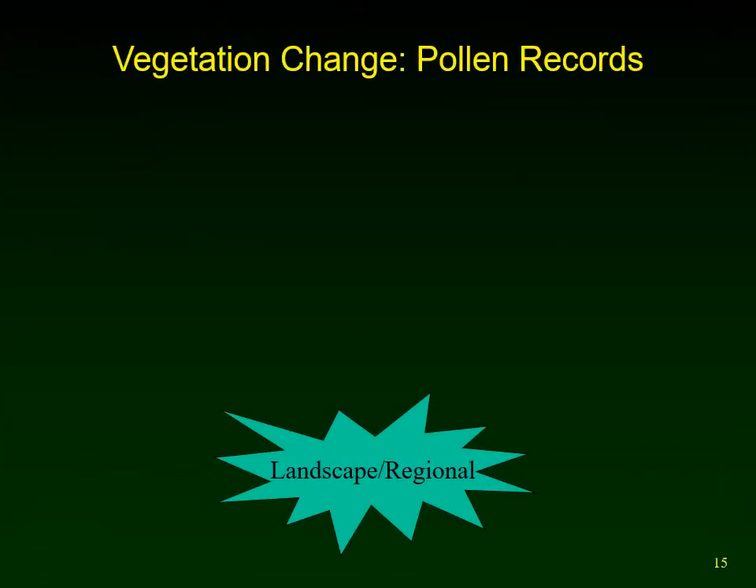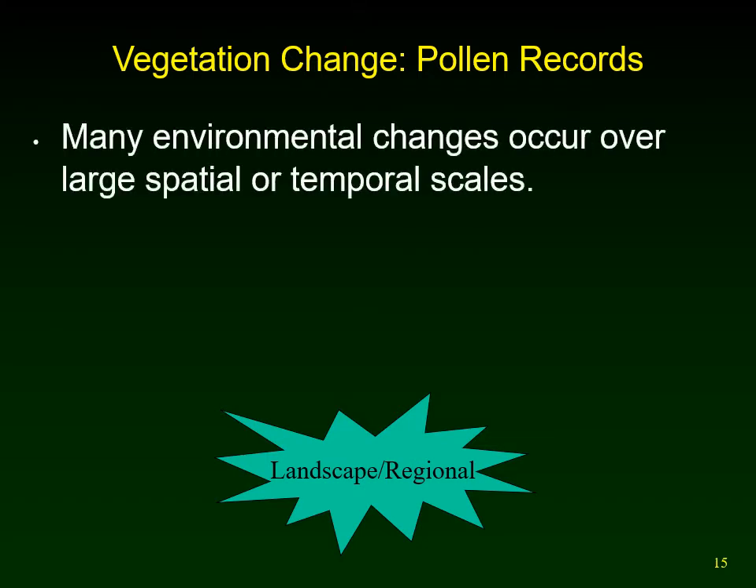Another example in this first chapter is looking at vegetation change from very large spatial scales over long periods of time and looking at fossil pollen records. And this was work done by Margaret Davis. And we find that there's a lot of environmental changes over time that are happening so slowly we don't really see it in our lifetime, or they can be over such broad spatial scales that we don't really recognize these things are changing.